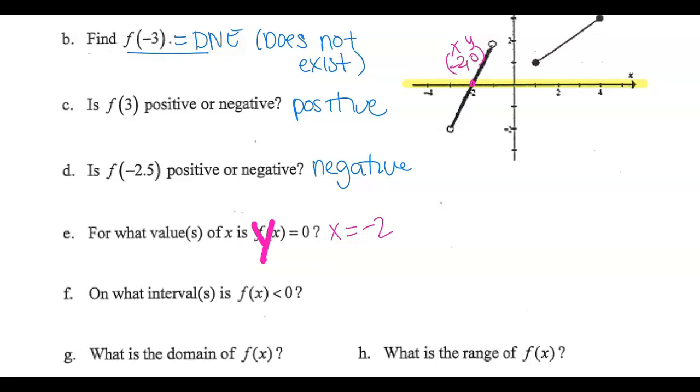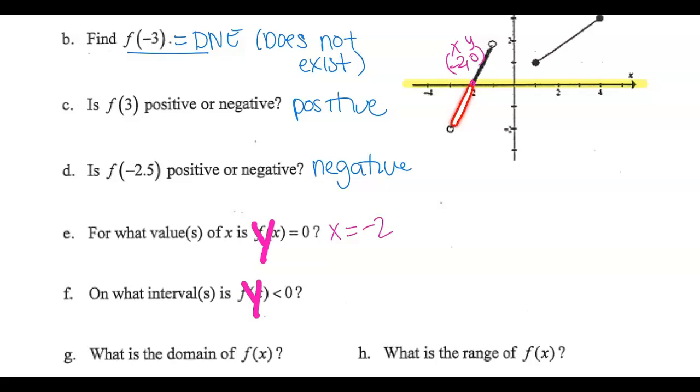The next part says, on what interval is f of x less than 0? We've already said this. f of x is the same thing as y. This one isn't a trick question. If f of x is less than 0, is that going to be above or below the x-axis? Below. It would be all of the space that's below the x-axis. So that's this piece of your graph right down here.